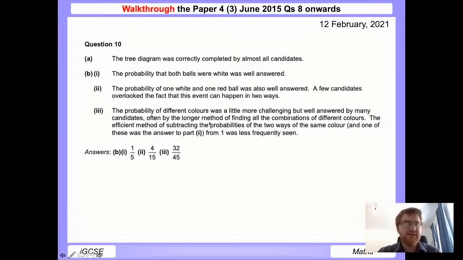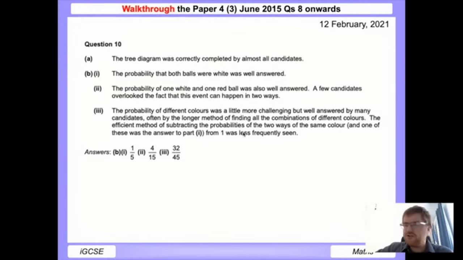Okay, and you'll see the examiners' report actually mentions this. So the probability of different colours was a little more challenging, but well answered by many candidates because they took this longer method of working out white, red, red, white, red, blue, blue, red, blue, white, white, blue, and added them all together. Whereas if you use the more efficient method, like I've just mentioned here, you'll find that's much, much more quick. Okay, so particularly in an exam which is 2 hours, 15 minutes long, you want to look for ways to make your calculations more efficient, and this is one possible way.